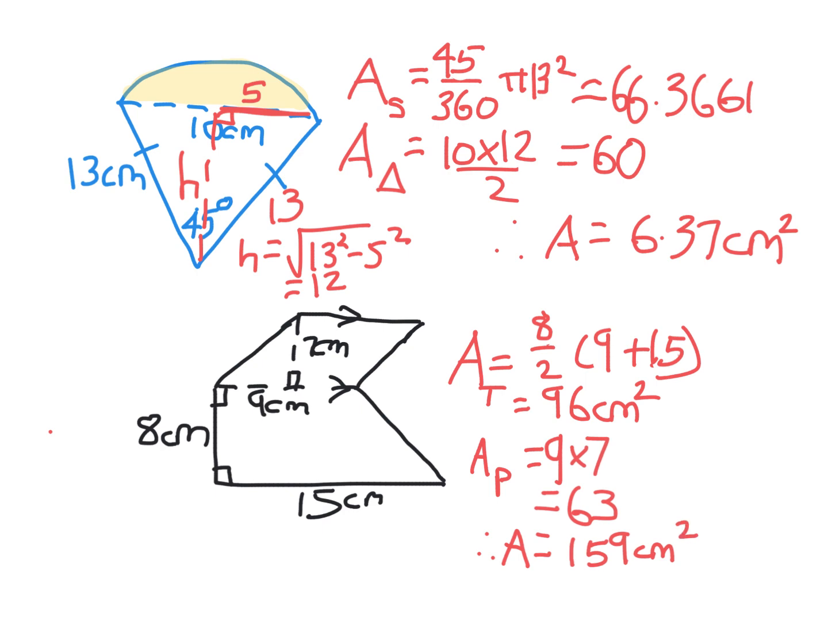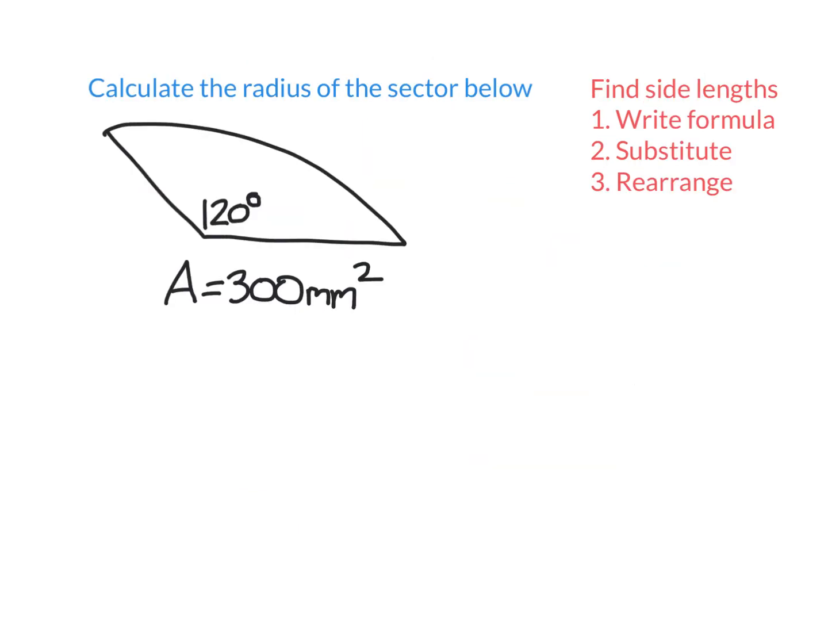All right, let's now look at finding side lengths when you know the area. So we're going to try this question: calculate the radius of the sector below. Now, whenever you are trying to find a side length from a measurement, so you're given the area, surface area, volume, whatever, always follow these 3 steps. Write the formula, substitute into the formula everything you know, rearrange for what you don't know. So let's do that here.